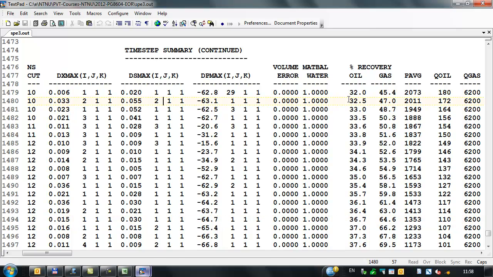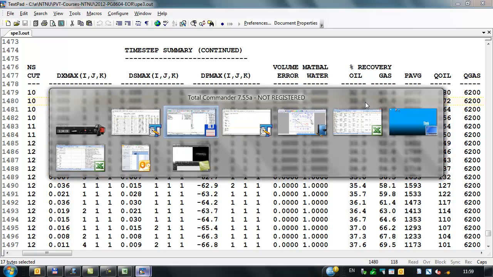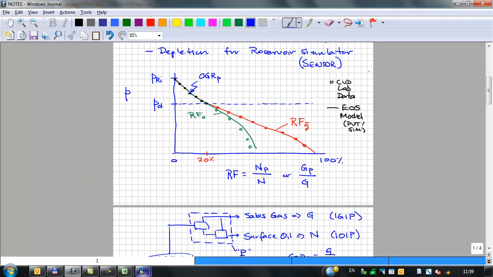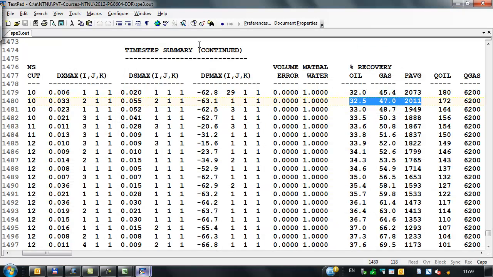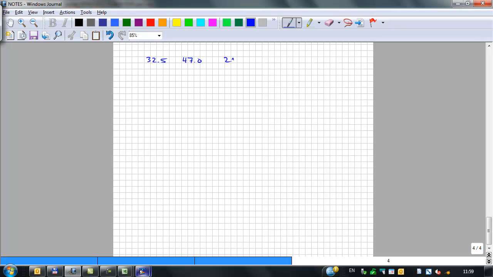So we've got a recovery factor at 2,000 pounds of 47% gas, 32.5% oil. Okay. Can somebody write those numbers down? So we've got 32.5, 47. At 2011, that's recovery factor oil, recovery factor gas, and average pressure. Okay.